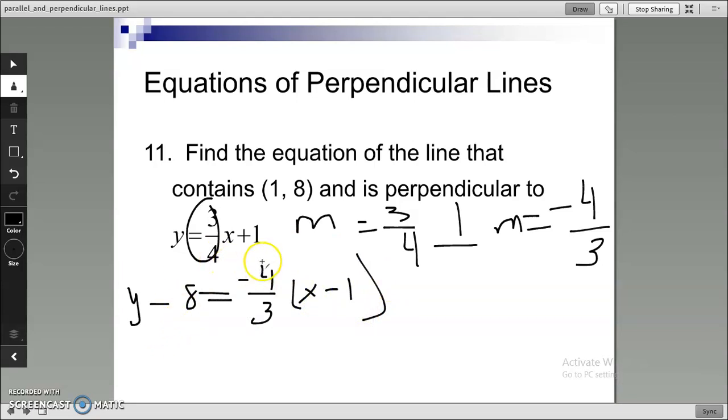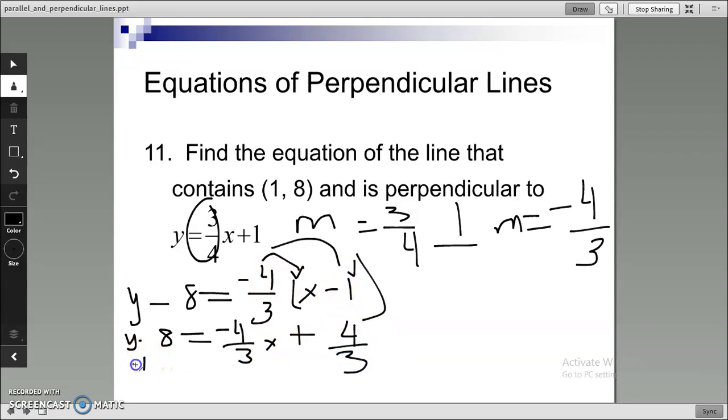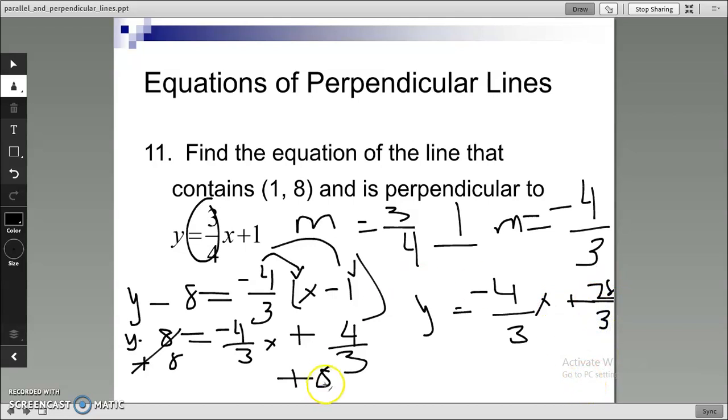We've done it for all the other ones, so we might as well go ahead and do it for this one as well. So I get y minus 8 equals -4/3 x plus, because a negative times a negative turns to positive, 4/3. I'm going to add 8 to both sides so that it crosses out here. I get y is equal to -4/3 x plus, do it real quick in my head, 28/3.